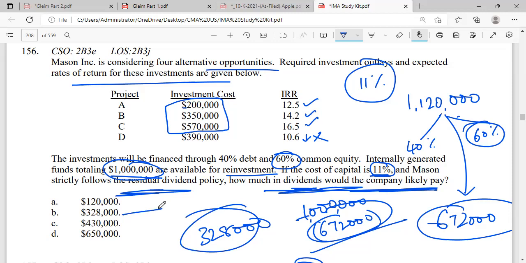I'm not saying that I'm going to pay all this in dividends. This amount is available for dividends. How much you're going to give is a different issue for you.